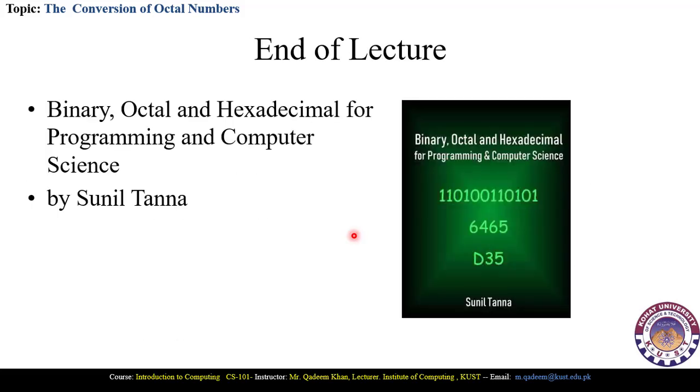So this is in fact the final slide, and this is the end of the lecture. And here is the book reference for you. The book is Binary, Octal and Hexadecimal for Programming and Computer Science, written by Sunil Tanna. You should download this book and read it for all sorts of conversions here.